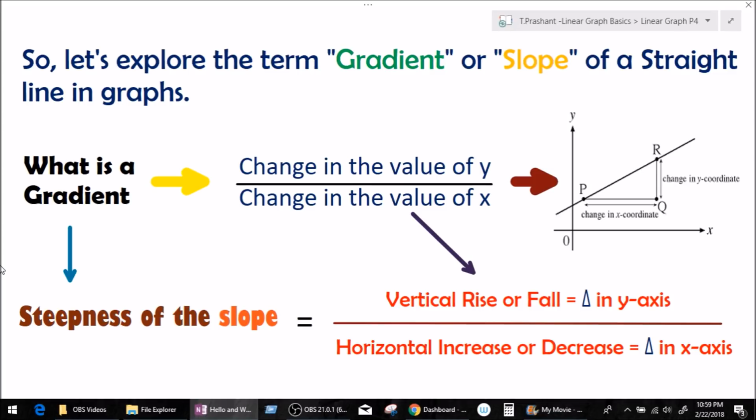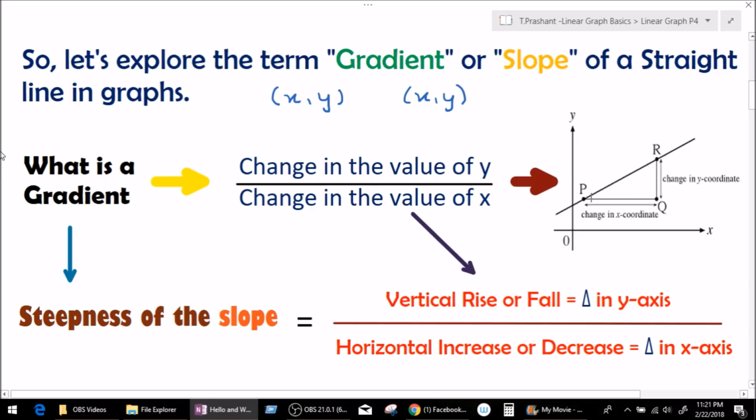The solution to our problem is, we get those two values of x and y from two different sets of coordinates. So let me write (x, y) and (x, y). Now, where do we find these two coordinates? We can find these two coordinates on any graph. As we can see on the right hand side, we have a graph and we have two coordinates on the graph. And that's all we need to find out the value for our gradient.